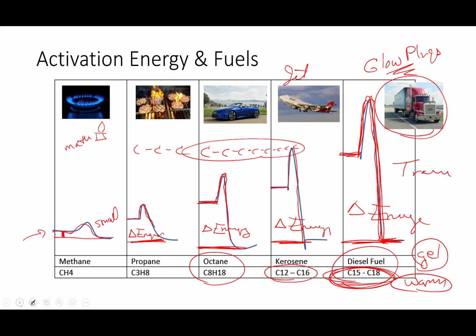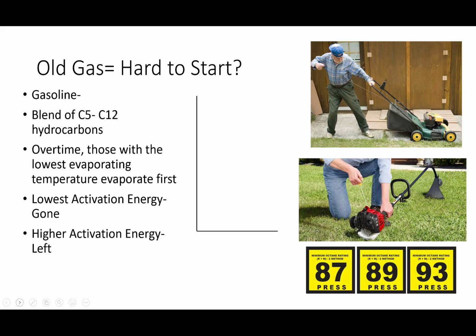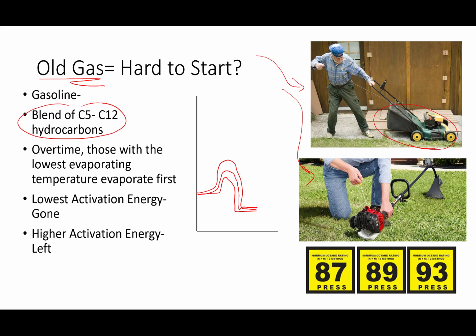in order to make those big activation energies. One last idea before we leave, and that is, why is old gas hard to start? I don't know about you, but the beginning of every summer, trying to start weed whips, trying to start gasoline motors, it's always tricky to start those. Why? Well, when you buy gasoline to put in these things, they are a blend, and they're a blend of a whole bunch of different hydrocarbons. Some are low and some are high. Well, if you have old gas, what happens is those low volatility hydrocarbons, the C5s, the C4s, the C6s, these are going to evaporate sooner.